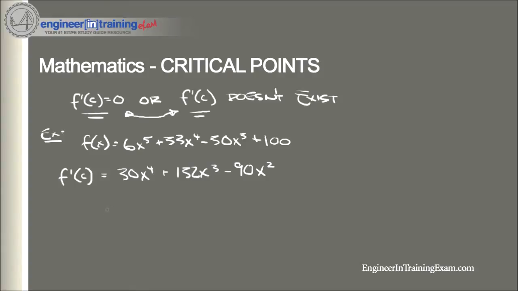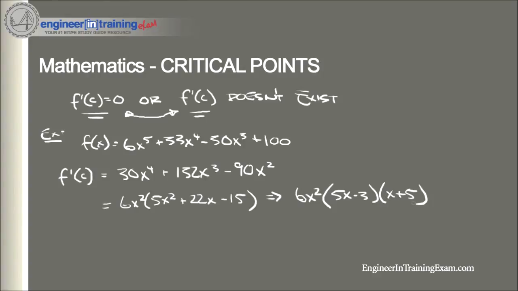Now let's factor this equation as much as we can. This will help us find the critical points, or where the derivative of the function is equal to 0. So we get 6x squared times 5x squared plus 22x minus 15. And we can break that down even further: 6x squared multiplied by 5x minus 3 times x plus 5.